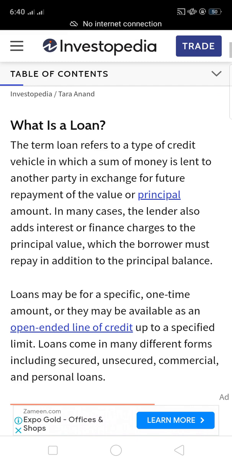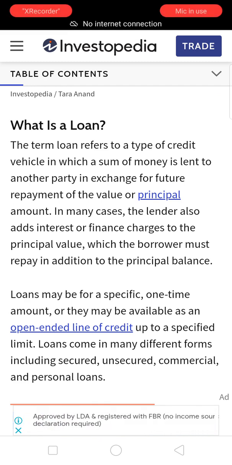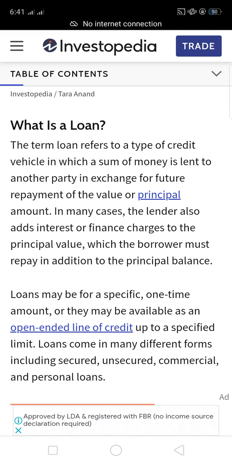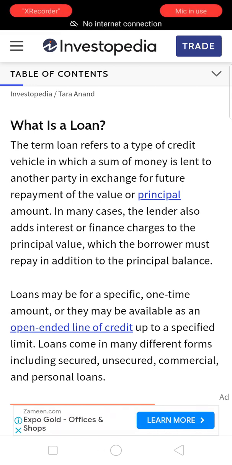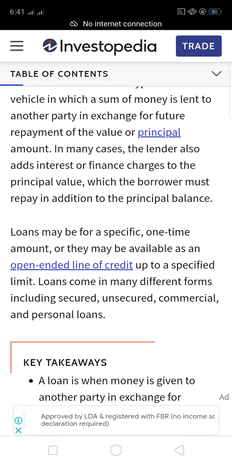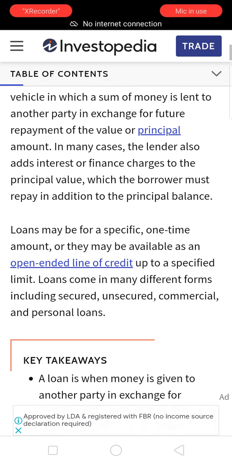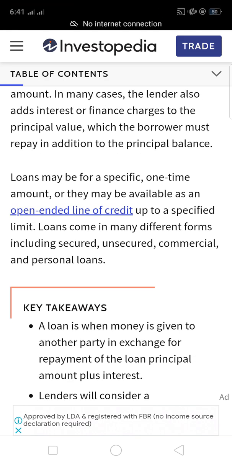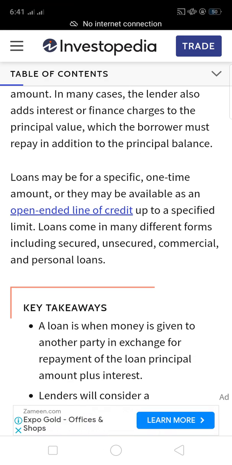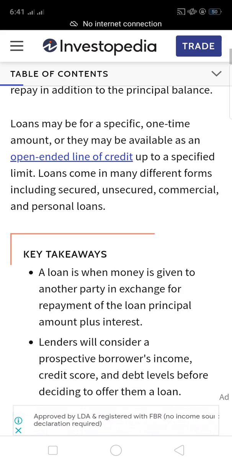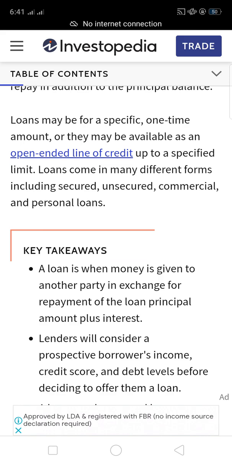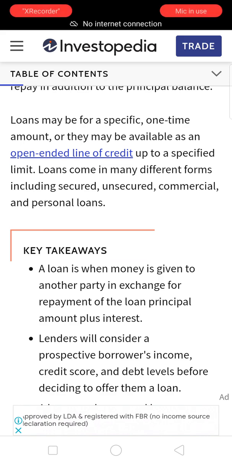What is a loan? The term loan refers to a type of credit vehicle in which a sum of money is lent to another party in exchange for future repayment of the value or principal amount. In many cases, the lender also adds interest or finance charges to the principal value, which the borrower must pay in addition to the principal balance. Loans may be for specific one-time amounts, or they may be available as an open-ended line of credit up to a specified limit. Loans come in many different forms, including secured, unsecured, commercial, and personal loans.